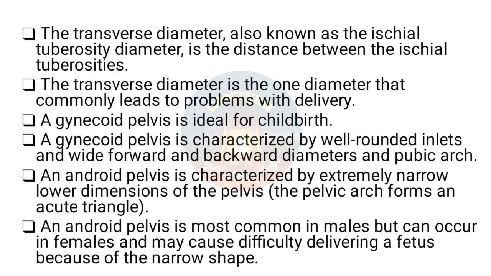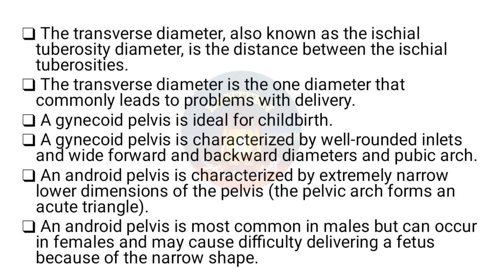The transverse diameter, also known as the ischial tuberosity diameter, is the distance between the ischial tuberosities. The transverse diameter is the one diameter that commonly leads to problems with the delivery. A gynecoid pelvis is ideal for childbirth. A gynecoid pelvis is characterized by well-rounded inlets and wide forward and backward diameters and pubic arch.